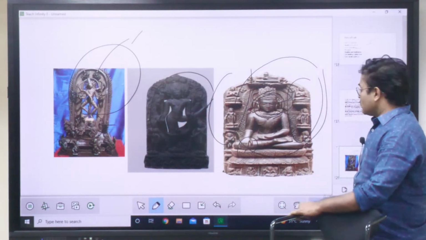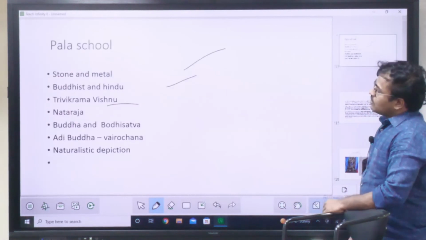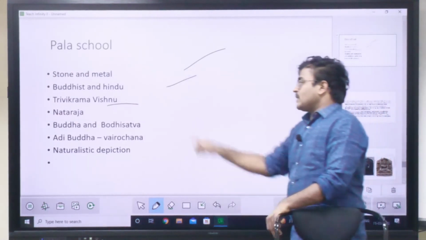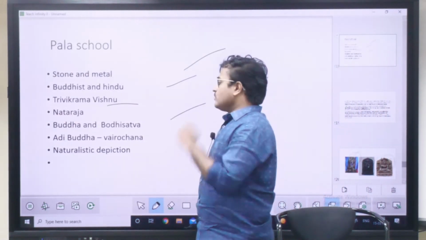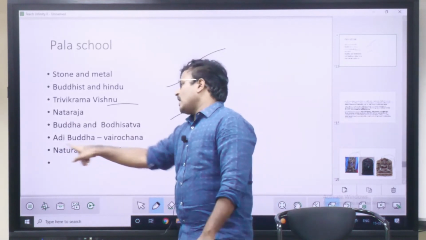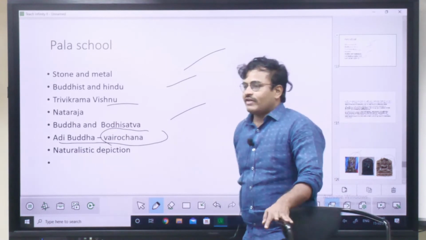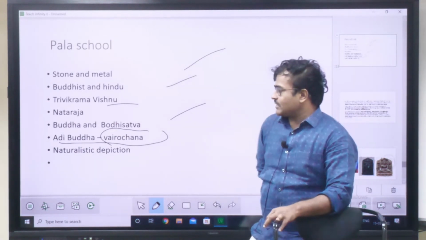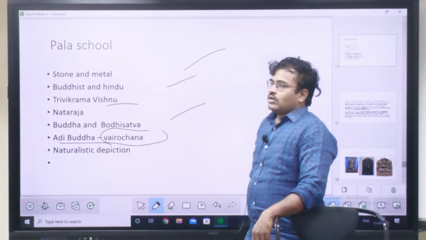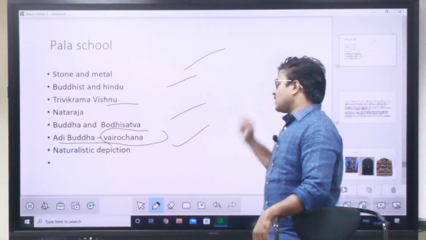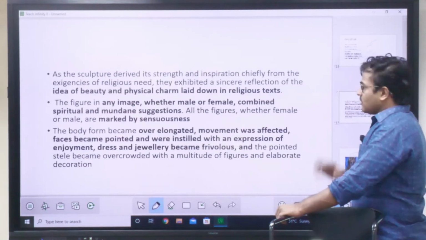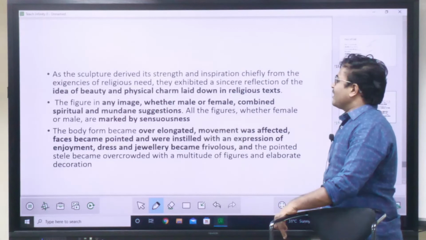Okay, let's see this. Buddha and Bodhisattvas are depicted here. Then Adi Buddha. Adi Buddha means the first Buddha, this person by the name of Vairochana. Vairochana is the first Buddha, and his images are also shown here. It tries to show some naturalistic depiction, but there are some problems to it.